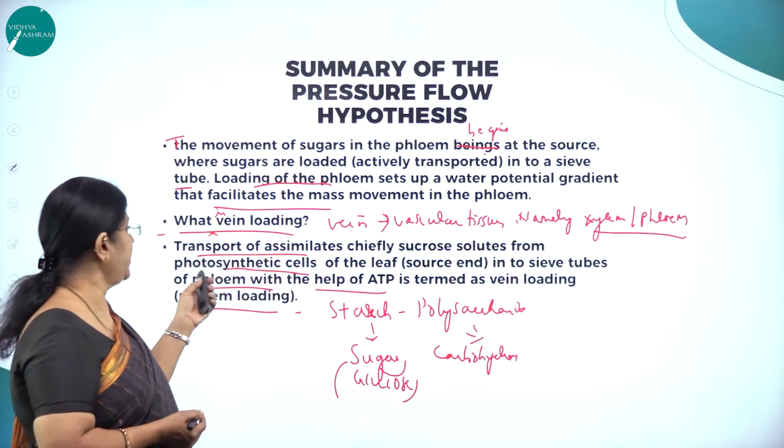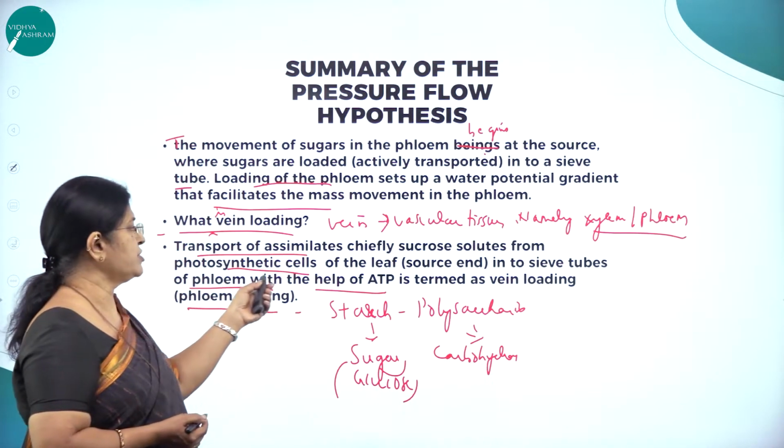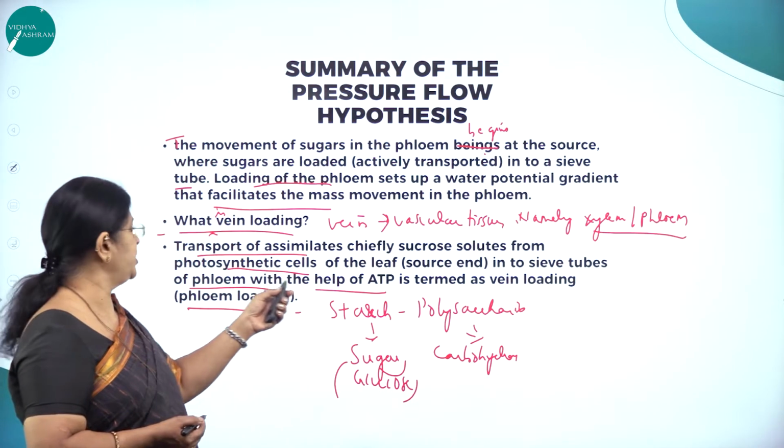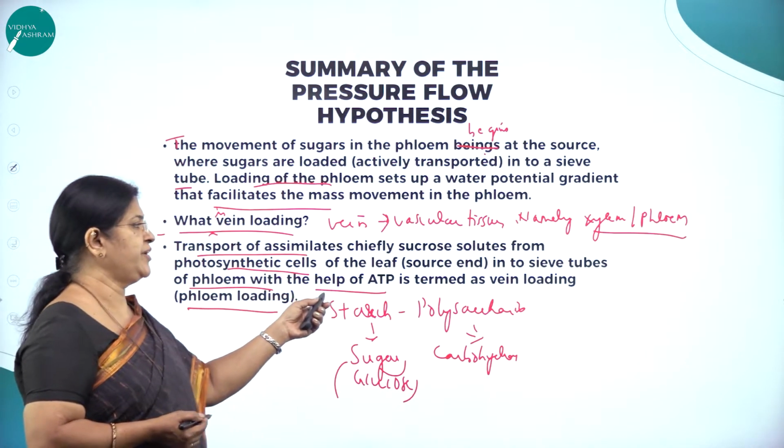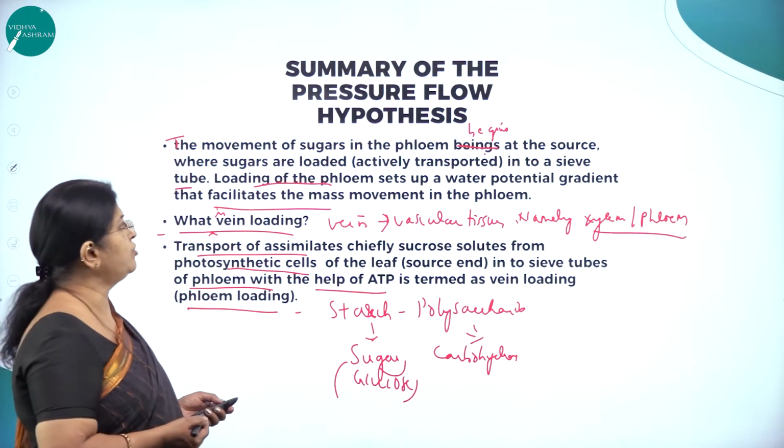So what is vein loading? Transport of assimilates, chiefly sucrose solutes, from photosynthetic cells of the leaf into sieve tubes of phloem with the help of ATP is termed as vein loading, or it is also called as phloem loading.